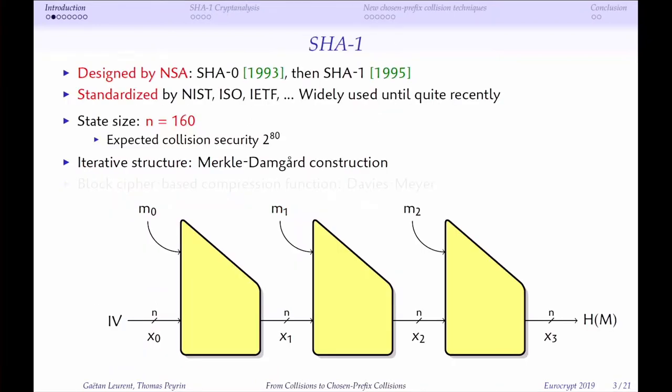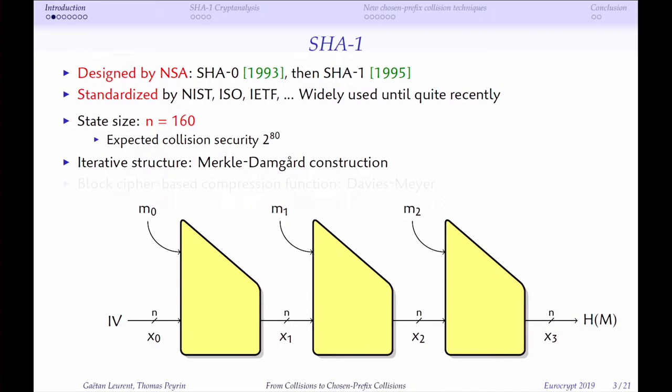So I will mostly talk about SHA-1. This is a very important hash function because it was widely standardized and used basically everywhere until a few years ago. It was designed in the 90s, and the state size and the output size is 160 bits, which means you expect a security against collision attacks of roughly 2^80.